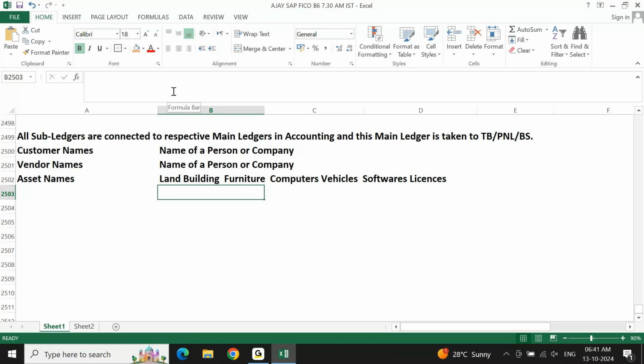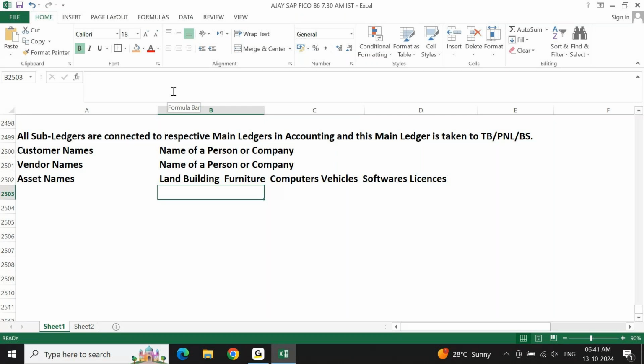Similarly, I cannot say I have furniture. I need to tell what furniture I have. Whether I have table, sofa set, chair, what it is I need to specifically mention. I cannot just say I have a furniture. Similarly, if I say I have a computer, I need to mention which computer I have. Whether it is a desktop, laptop, in desktop, which brand, which model, which OS, I need to specify.